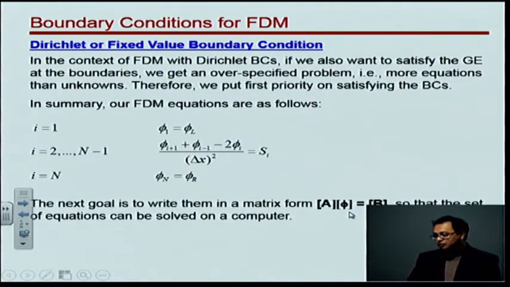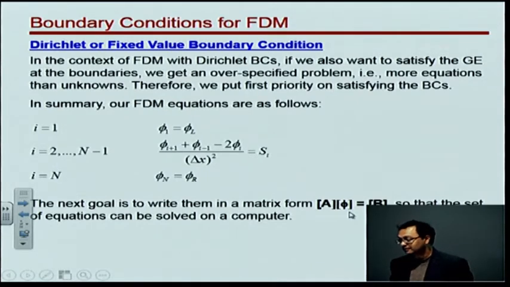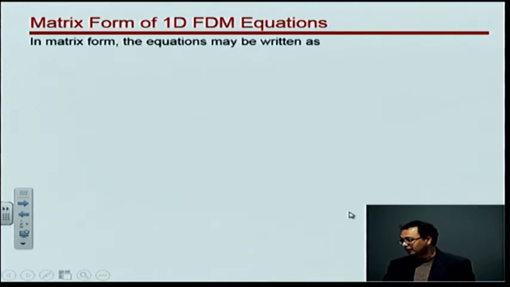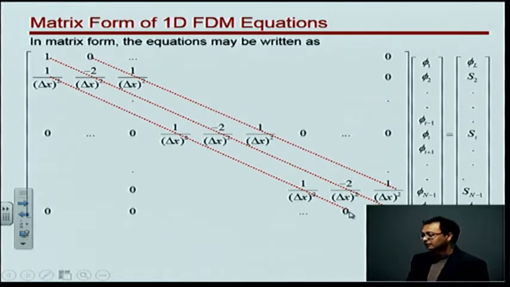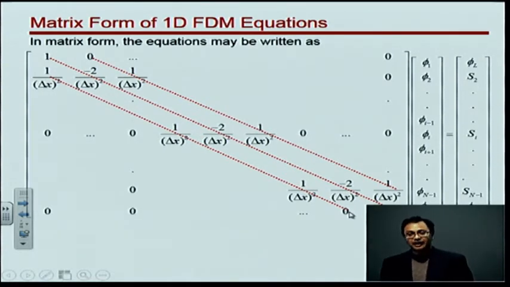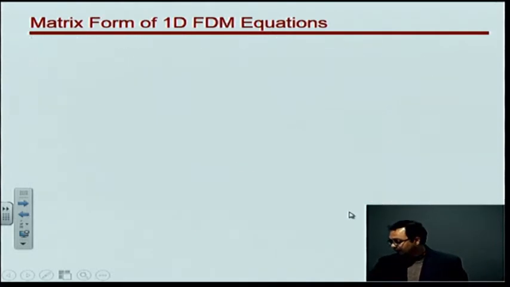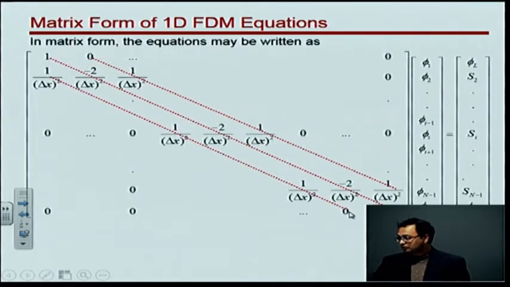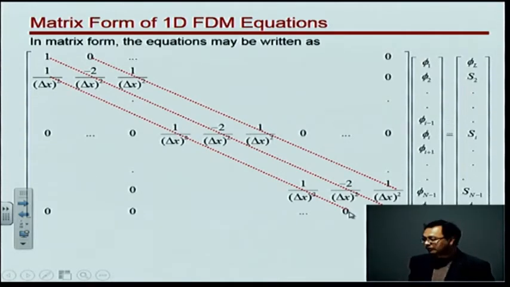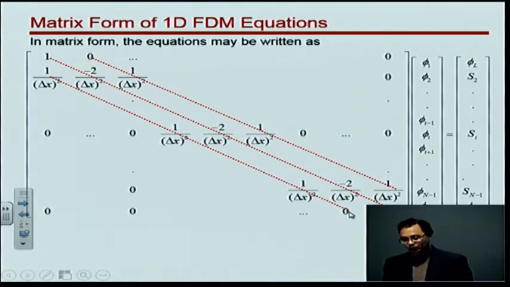All right, so for a computer to be able to solve it, we want to set it up as a matrix system, A phi equal to B, let's say, so that the set of equations can be solved on a digital computer. Therefore, we write it in matrix form. In matrix form, this is how it's going to look. One of the things you have to understand is how to go from this equation here to this form here. I'll try to explain briefly what really goes on.